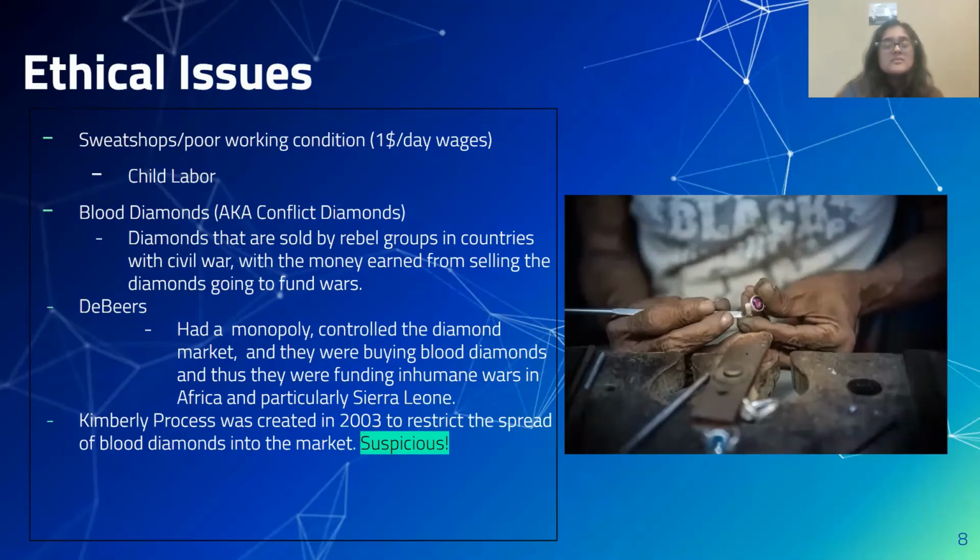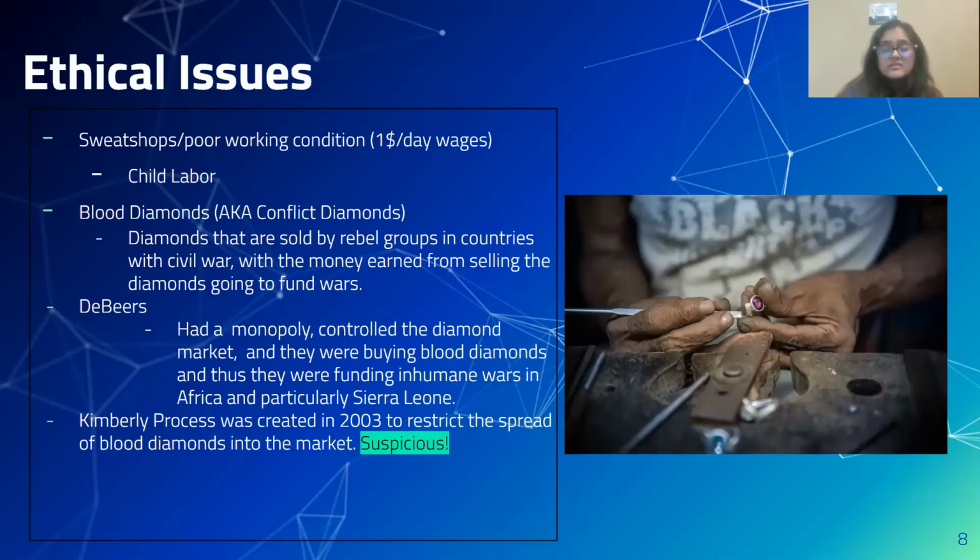Blood diamonds are diamonds that are sold by militant groups in countries with ongoing civil wars. The money earned from selling the diamonds then goes back to fund the wars. Blood diamonds are associated with many conflicts, particularly in the continent of Africa. One such notable conflict is in Sierra Leone with a rebel army named the Revolutionary United Front. This army was infamous for mutilation, murder, just a laundry list of terrible crimes against humanity.